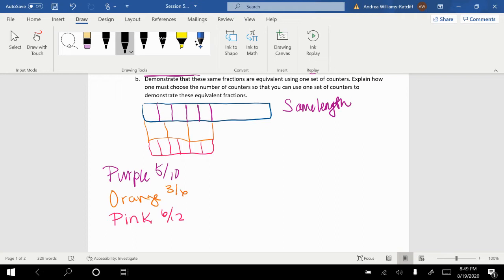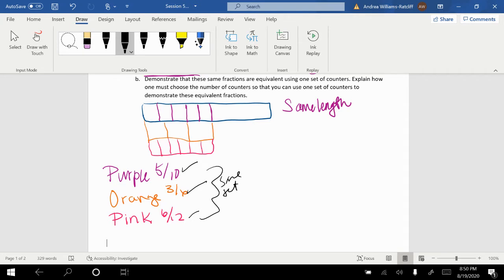If we were to simplify these fractions to 1/2, we could do that. I'm not going to be able to do that with counters, though. If we simplify them to 1/2, then it would be very easy to just show 1/2. It's not exactly what this question is wanting. It's wanting to know how many counters I would need to use in order to produce 5/10, 3/6, and 6/12, all out of the same set of counters. So that's what's unique about this.